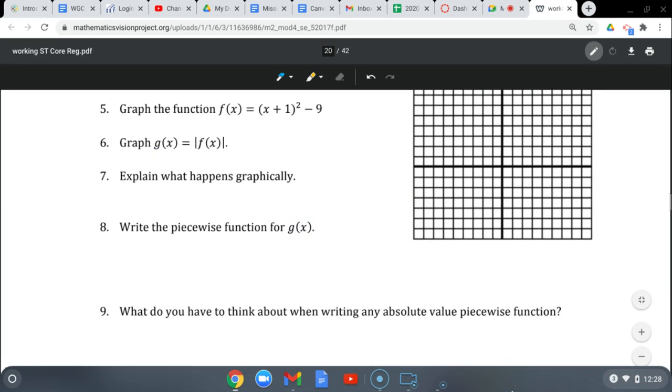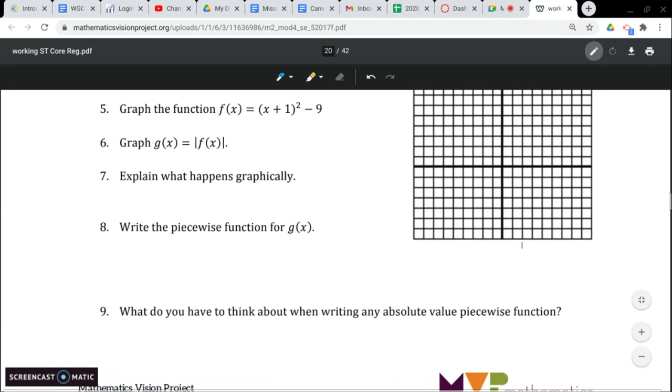And if this will let me scroll, there we go. Maybe. Scroll too far.